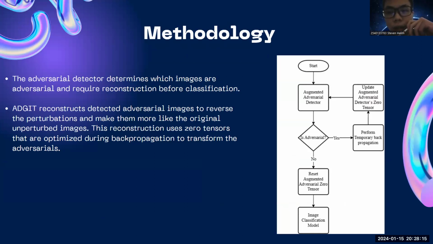And this is how ADGIT works. The proposed adversarial detector determines which images are adversarial and require reconstruction before classification. And ADGIT reconstructs the detected adversarial images to reverse the perturbation and make them more like the original unperturbed images. This reconstruction uses zero tensors that are optimized during propagation and augmented with input images to transform them to be far away from the adversarial sample.